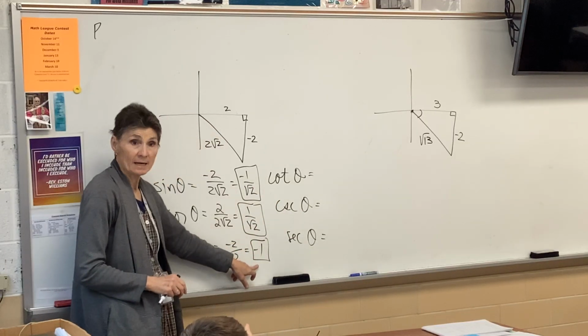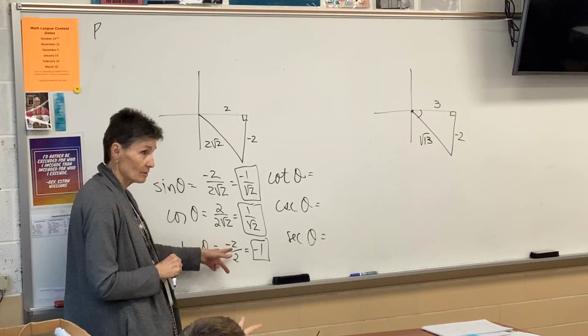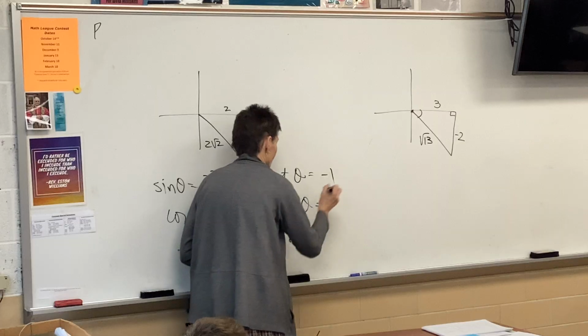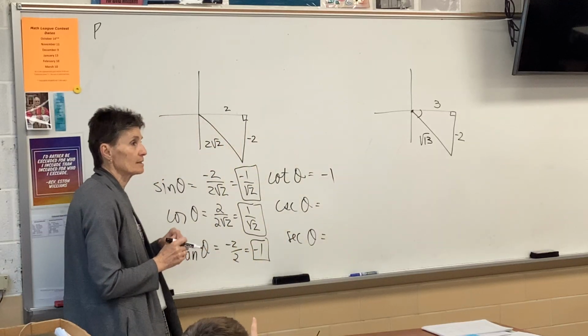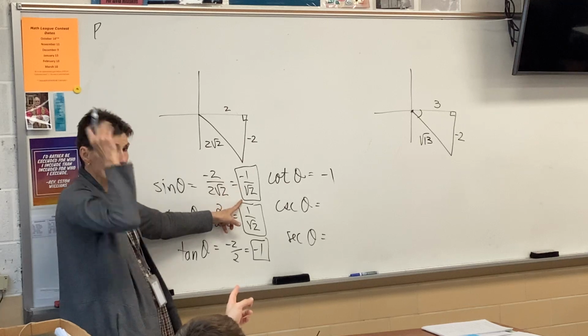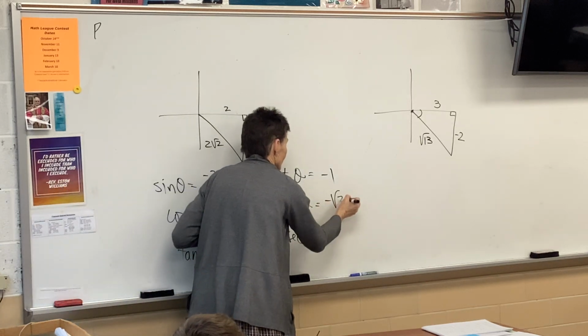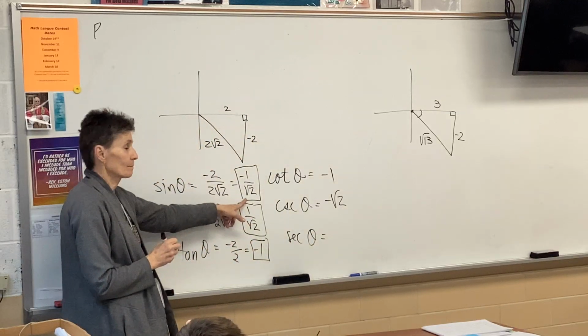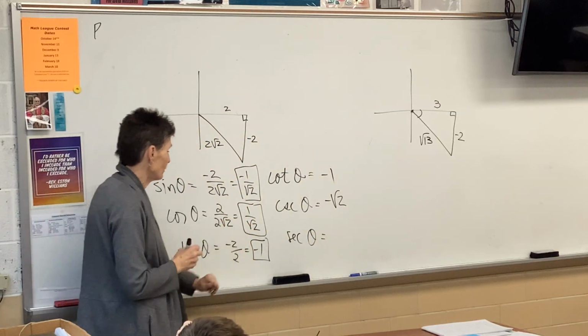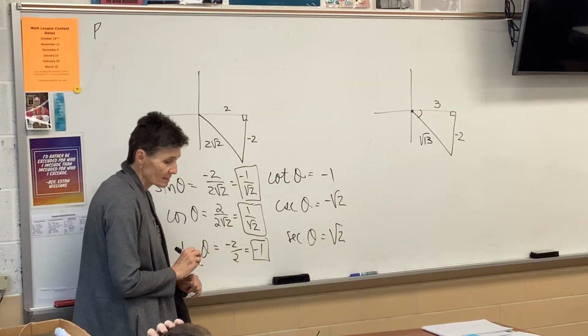Cotangent would be negative 1. Reciprocal that, you still get negative 1. How about the cosecant? That's the reciprocal of the sine. So negative root 2. And then secant would be root 2. So please make sure you're getting those in the right spots.